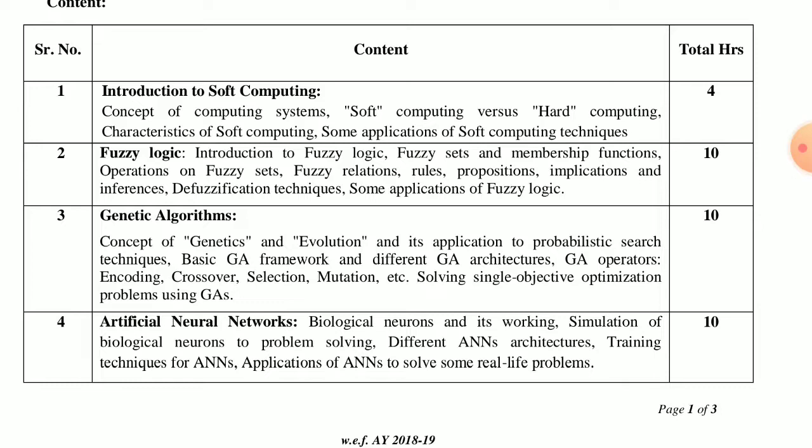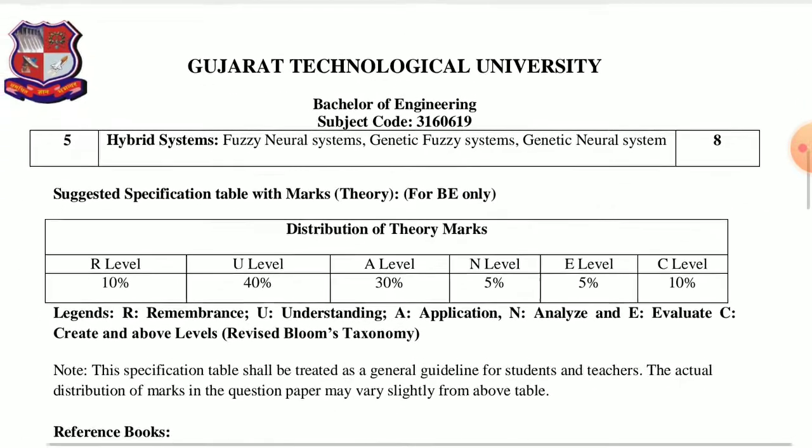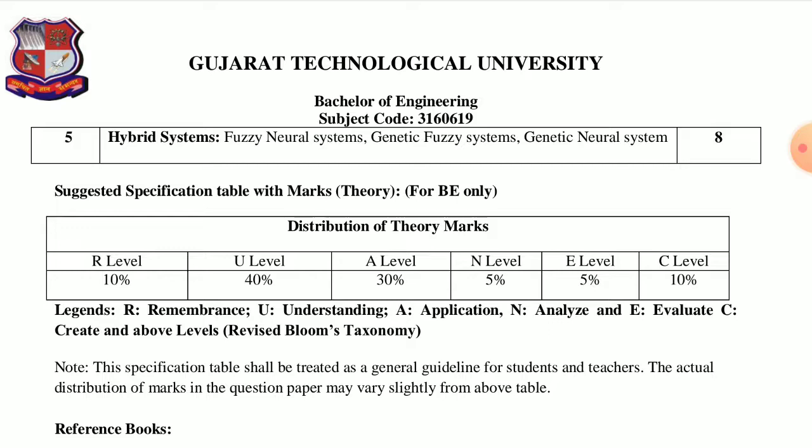So this concept is used in our chapter number 4, and total teaching hours are 10. Now our chapter number 5 is hybrid system. In this chapter 3 subtopics are given: fuzzy neural systems, a fuzzy and neural system combination; then genetic fuzzy system, a genetic algorithm and fuzzy logic combination; and genetic neural system, a genetic algorithm and neural system.